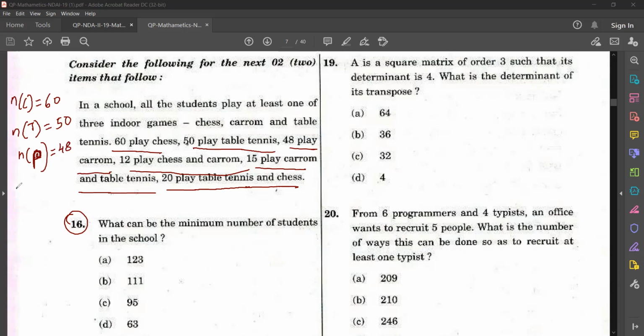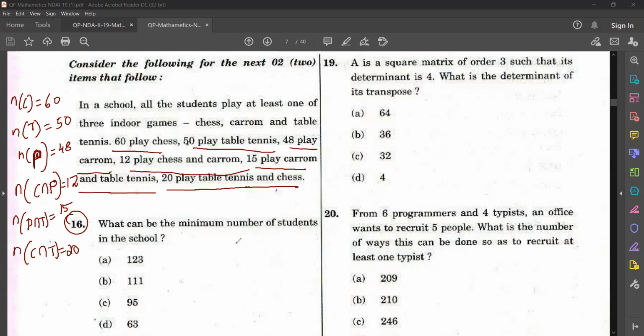Then 12 play carom and chess. Chess C, carom P I have taken. So those students playing both carom and chess, intersection, isn't it? So that is given as 12. Then number of students playing carom and table tennis, that is 15. Number of students playing tennis and chess, that is 20.